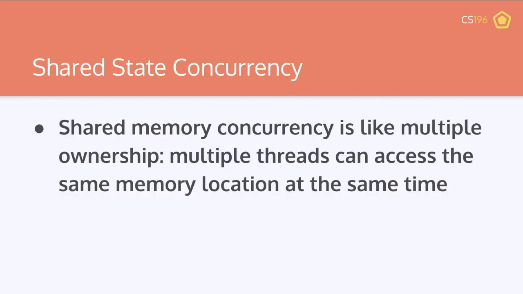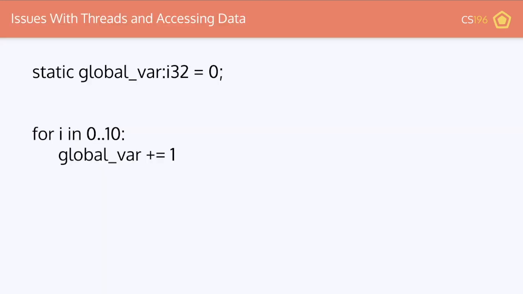So let's talk about what shared state concurrency is, and it's this big block of text here. Shared memory concurrency is like multiple ownership. Multiple threads can access the same memory location at the same time. All right, so this sounds like bad news, but let's go into why exactly this is bad news. Let's talk about some issues with threads and accessing data, and this is a pretty good example for that. This is some pseudocode. It's kind of like Rust-ish code.